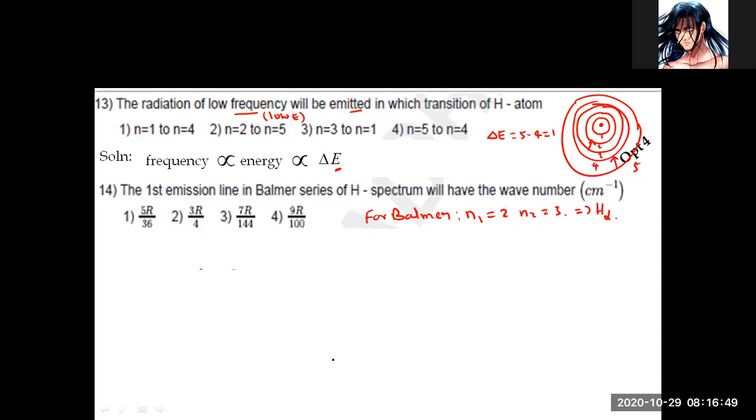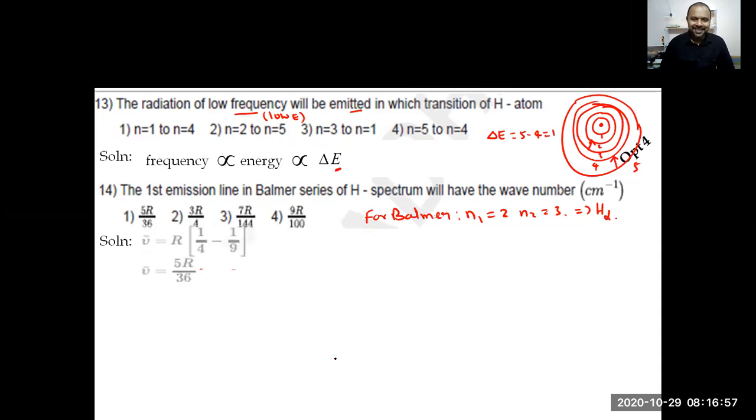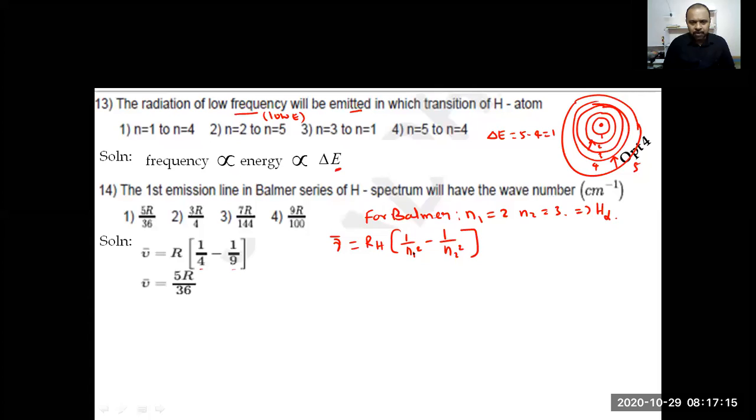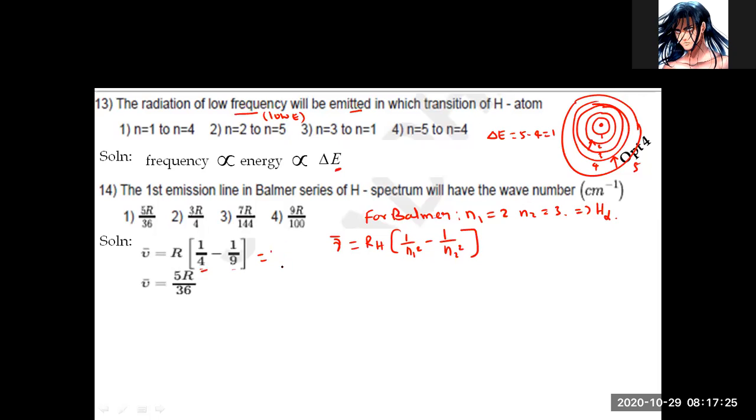Sir, I didn't understand what 5R by 36, 3R by 4 is. Okay, I just need to solve it. Listen to me now. The formula is nu bar is equal to RH into 1 by N1 square minus 1 over N2 square. RH means R, they have given, no problem. N1 square is 2 square, 4. 1 by N2 square is 3 square, 9. What is the LCM? Sir, 36.